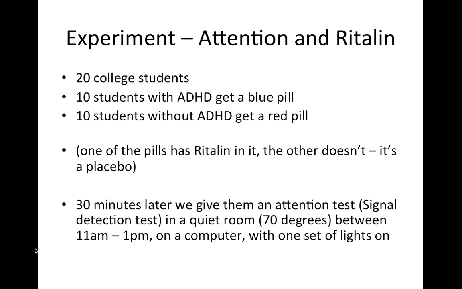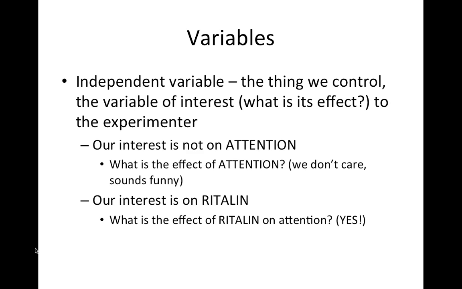Okay, so what are the variables in this experiment? Well, the independent variable is the thing that we control. It's the variable of interest, okay, to the experimenter. Now you might think, oh, attention is our interest, but that's not our interest. What we're interested in is the effect of Ritalin. So when we say the variable of interest, the question we're really asking is, what is this variable's effect?